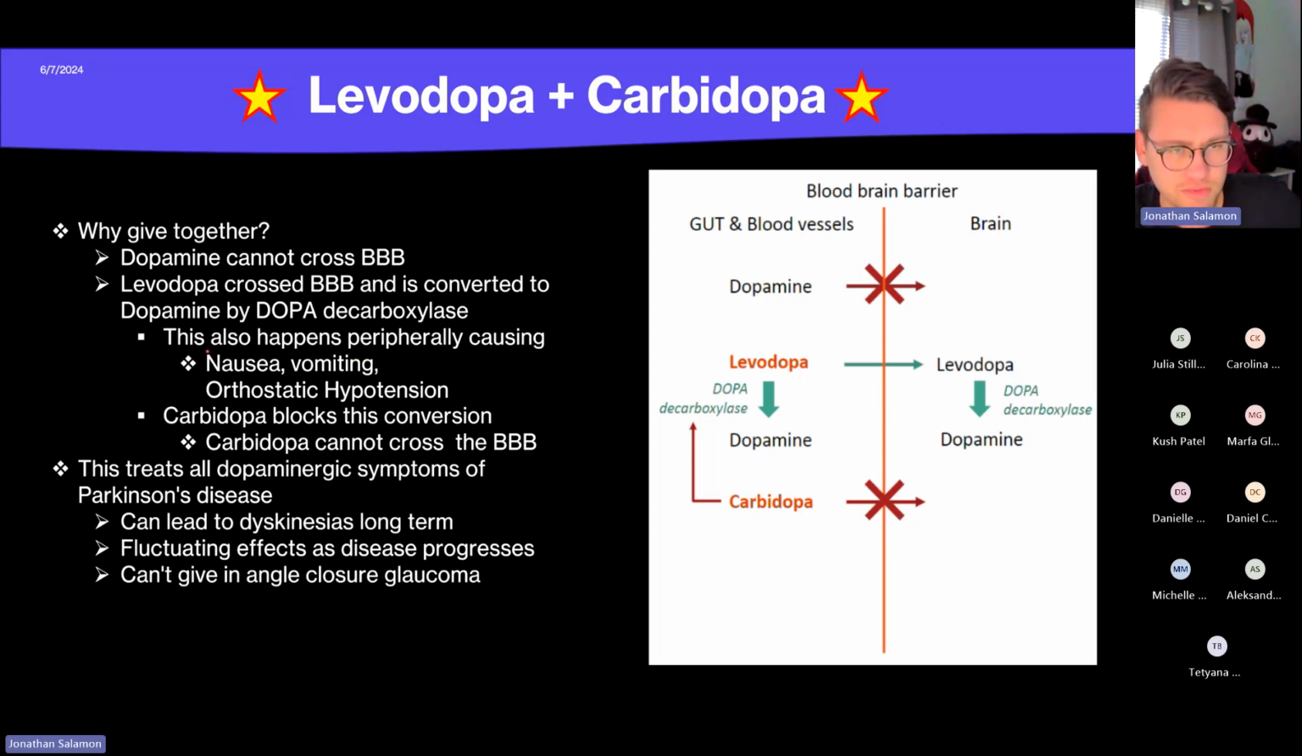These are the three biggest side effects. There's more side effects, but nausea, vomiting, orthostatic hypotension. Orthostatic hypotension very specifically is due to this increase in dopamine.